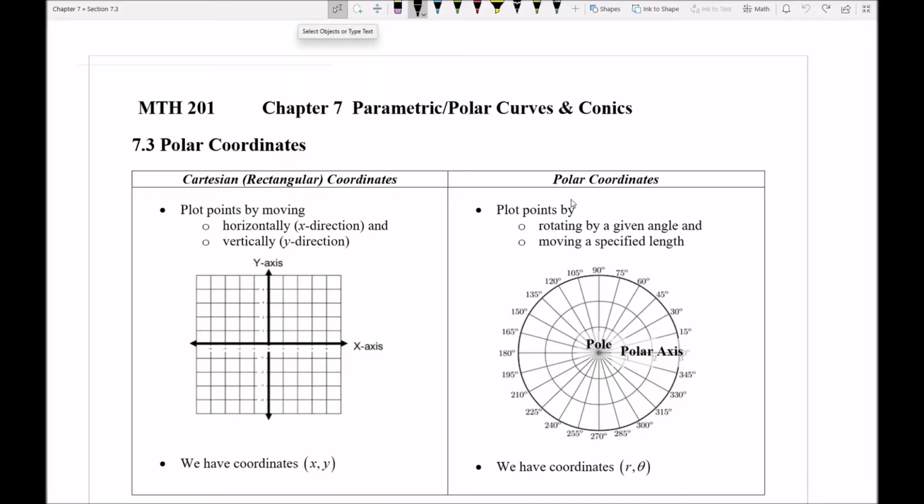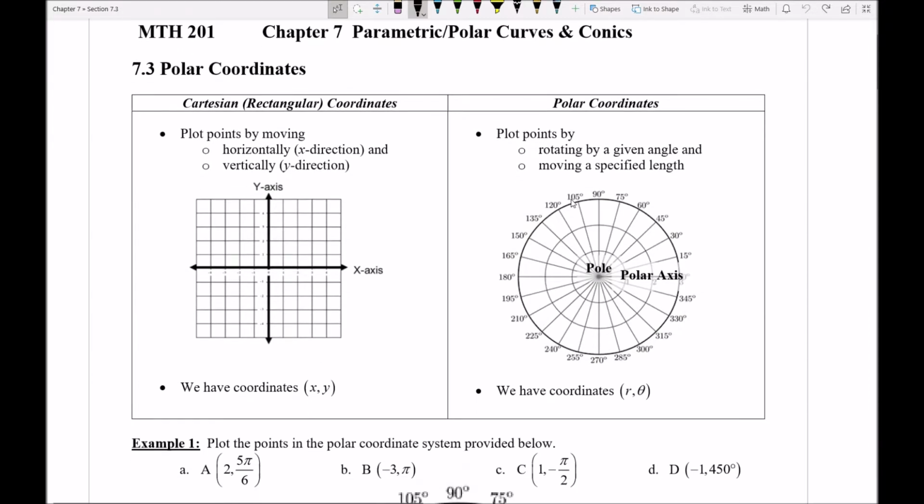In section 7.3, we're going to leave behind the ideas of parametric equations and begin to start looking at polar coordinates. And in 7.4, we'll start talking about how we do calculus with polar coordinate systems and functions. So if we take a look here at the start, I'm going to first draw a comparison, or at least a compare and contrast, between our regular old Cartesian coordinates, or rectangular coordinates, and polar coordinates.